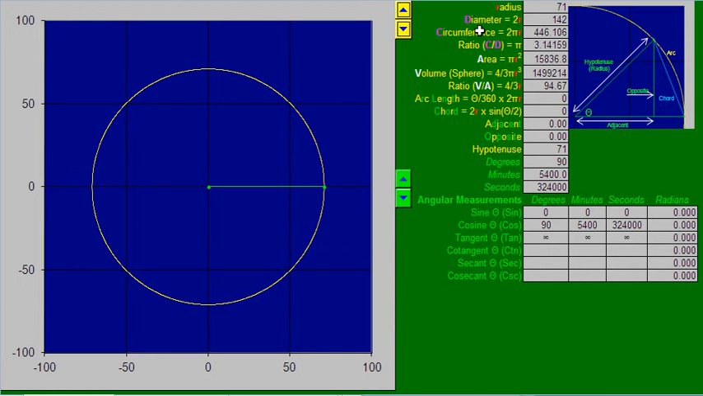radius, and the circumference, which is 2 pi r. Everything related to radius throughout here is highlighted in red on the right, and then diameter and circumference are highlighted in pink. And area and volume are also related.